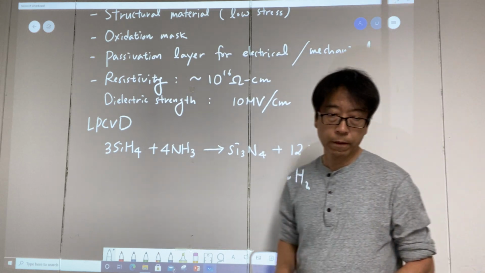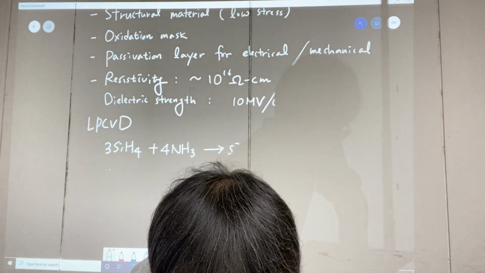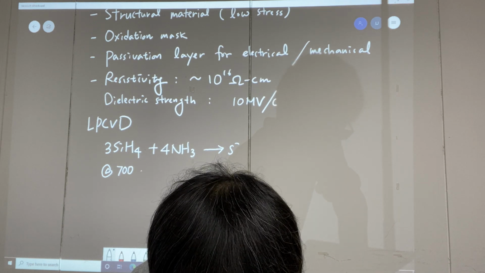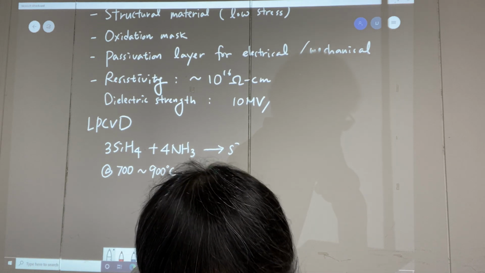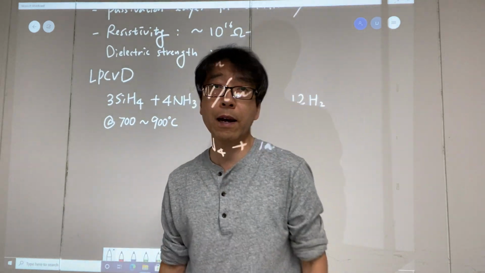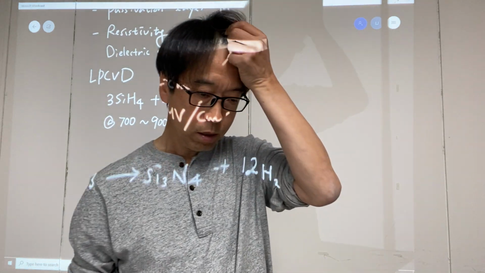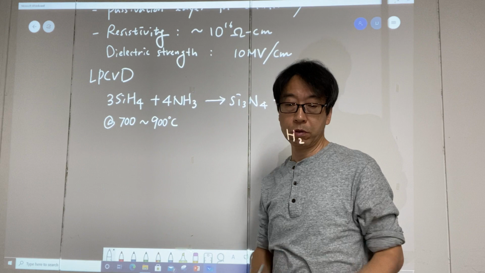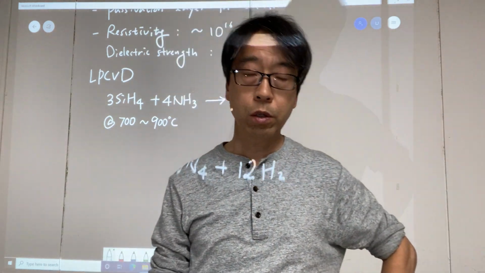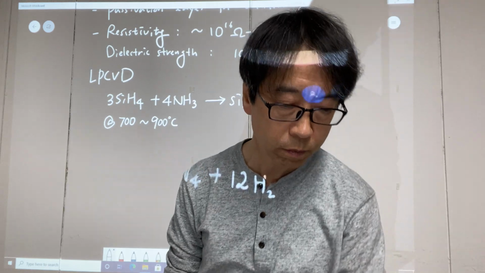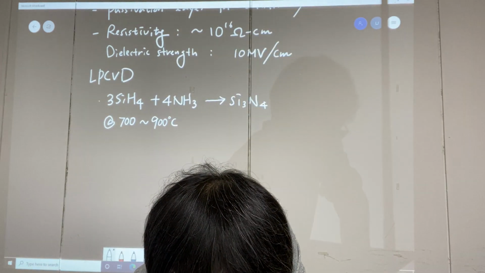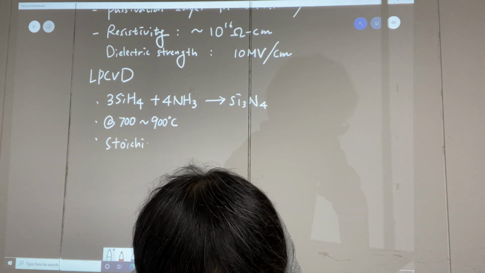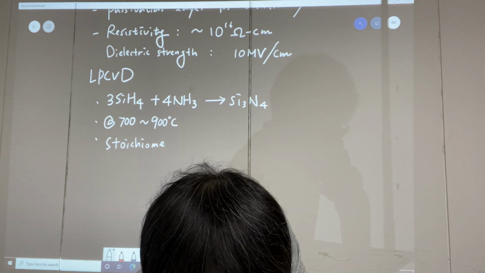Okay. And the temperature will be somewhere between 700 to 900 degrees Celsius. Pretty high, but not as high as the oxidation temperature. Okay. Look, there's no oxide involved in this whole process, so there's no reason why oxidation will occur on the wafer surface. And you will obtain stoichiometric Si3N4, okay?